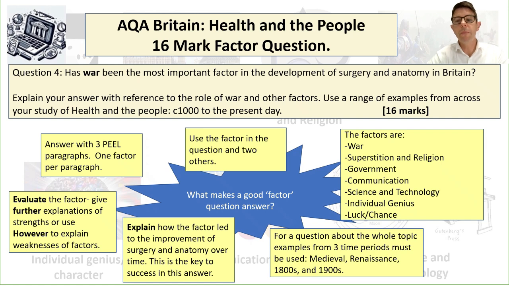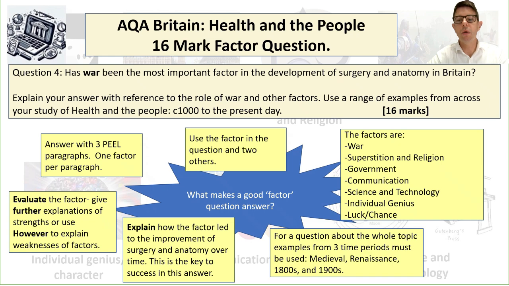The factors are war, superstition, religion, government, communication, science, technology, individual genius, luck/chance, although students sometimes have other ideas as well in terms of factors, which normally can be okay if they're well argued, but these are the main ones to stick to.